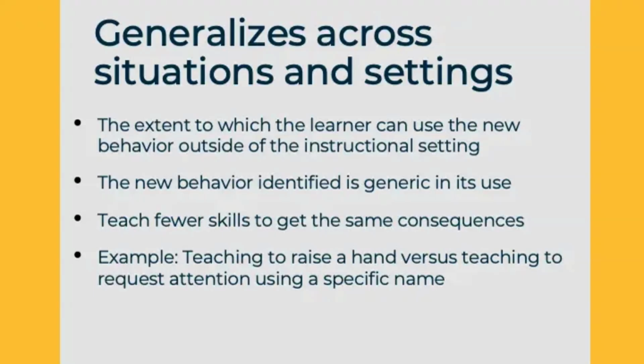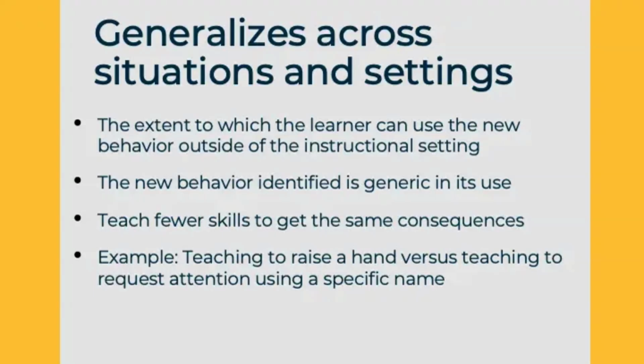The team should explore how well the replacement skill may generalize. Generalizing a skill is the extent to which an individual can use it outside of the instructional setting and without the supports of the instructional setting. The new behavior should be generic enough in its use that it will work in multiple settings with multiple people. This allows the team to teach fewer skills to result in the same consequences.